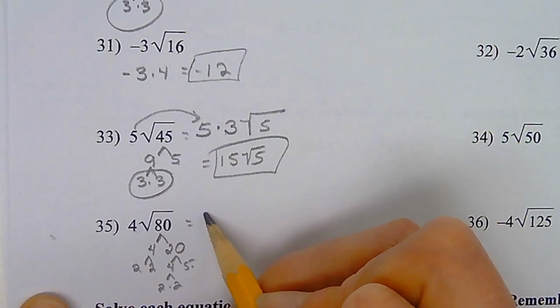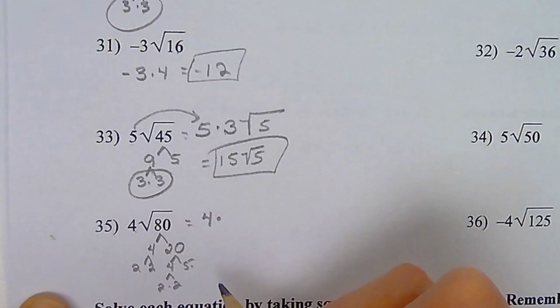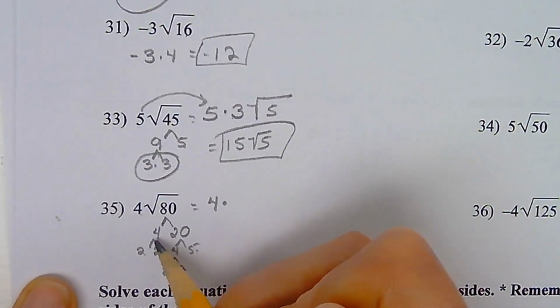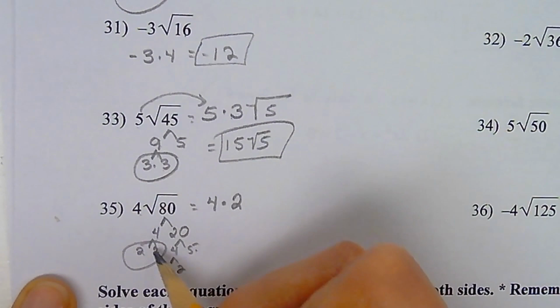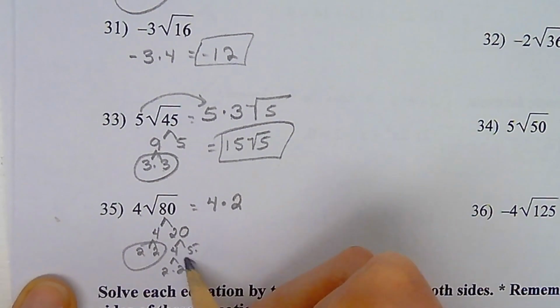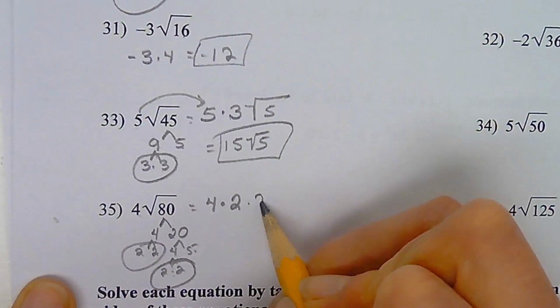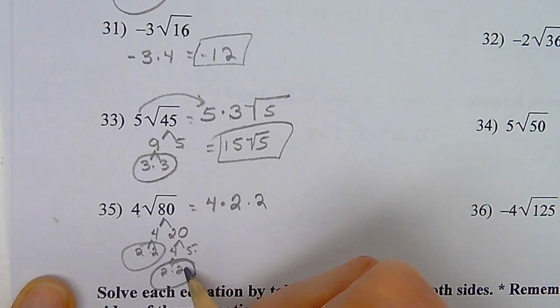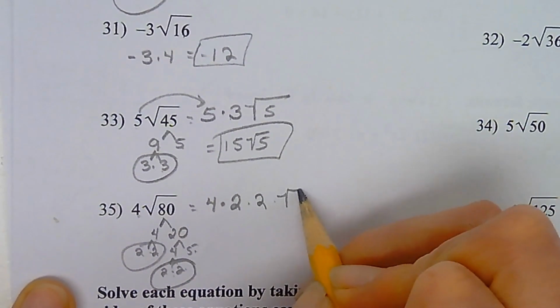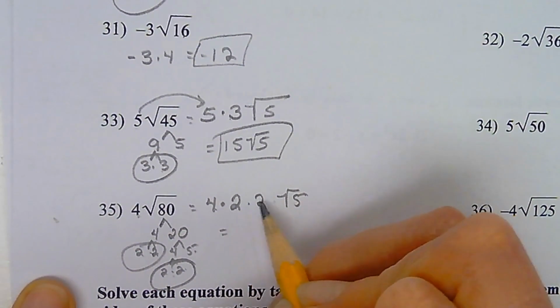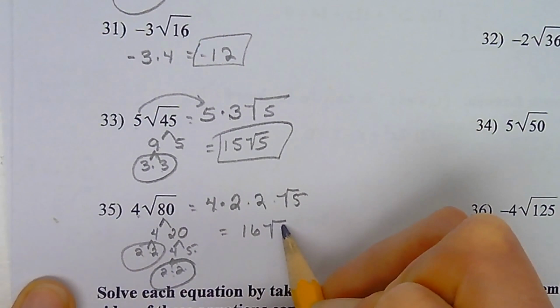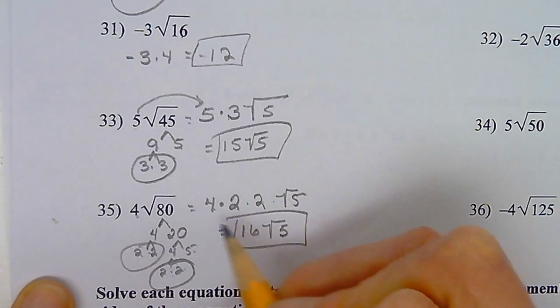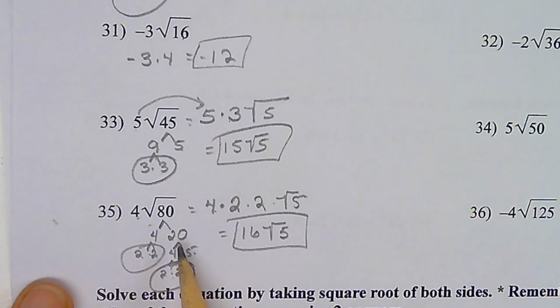Okay, on the outside we already have a 4. So 4 times, I'm going to take out one of the 2's. The square root of those 2's will give me 1. And I'll take out the square root of this pair, and that's going to be 2. So it's 4 times 2 times 2 times what's left, the square root of 5. So 4 times 2 is 8 times 2 is 16. That's 16 radical 5. And there is the simplified version of 4 times the square root of 80.